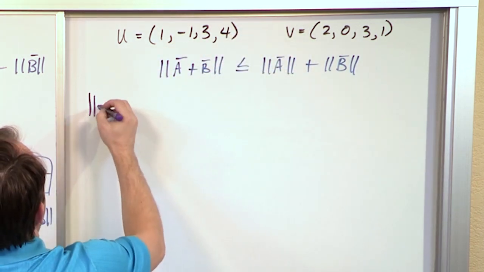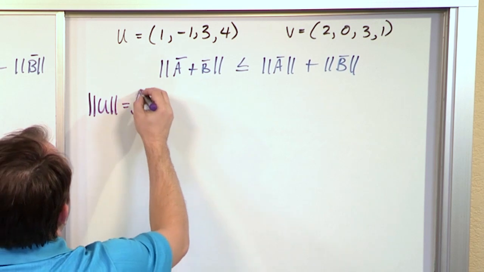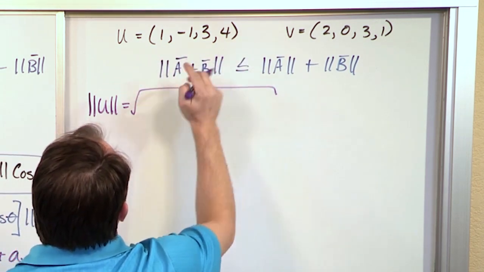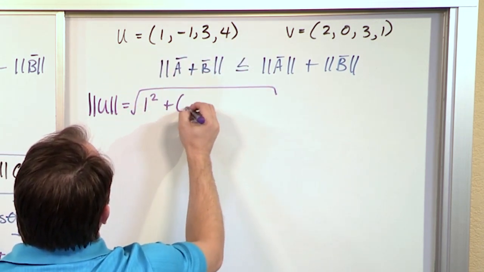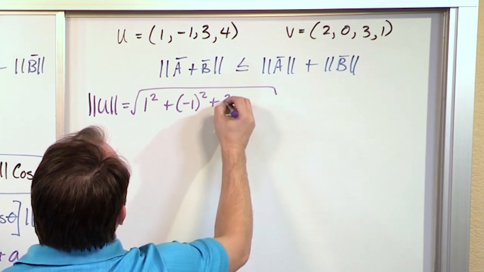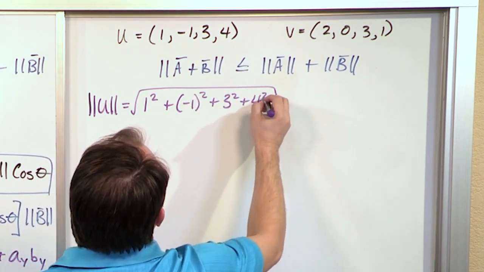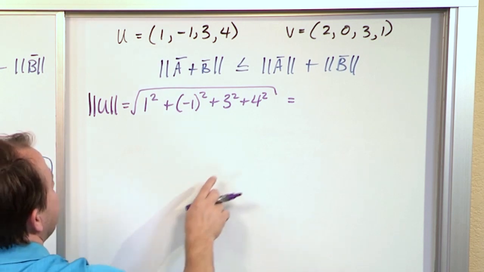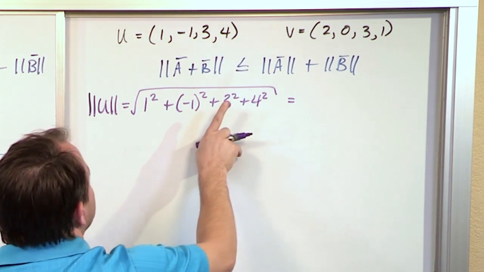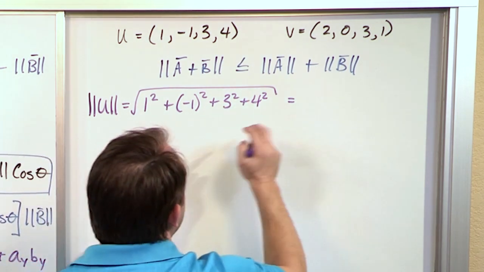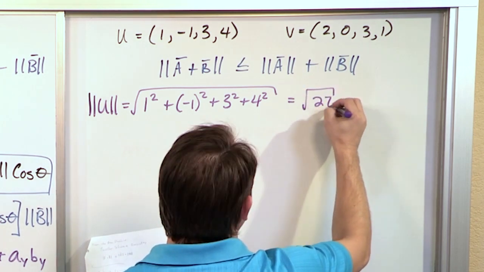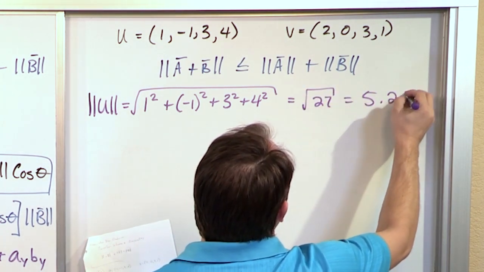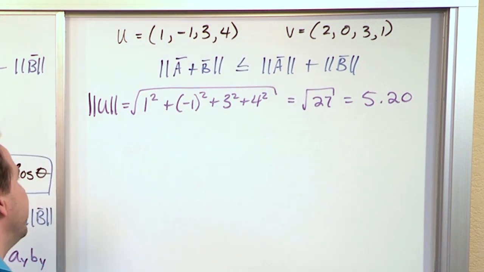So the magnitude of U is the square root of 1 squared plus -1 squared plus 3 squared plus 4 squared. And then inside here, when we add 1 plus 1 plus 9 plus 16, we're going to get the square root of 27, which is going to be 5.20. I'm just going to move it in terms of decimals so we can do a direct comparison.